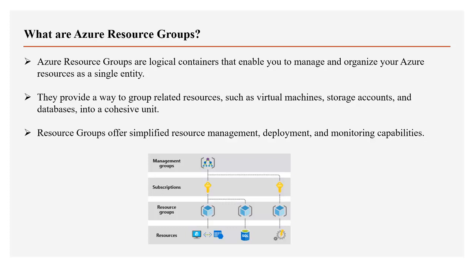The second point: they provide a way to group related resources such as virtual machines, storage accounts, and databases into a cohesive unit. It means we can create one unit for a specific group of resources, and other resource groups for the other resources, so we can differentiate everything. Resource groups offer simplified resource management, deployment, and monitoring capabilities. Creating a resource group is very helpful to monitor and to give access to a specific group of users. With the help of that, we can manage the resource groups.